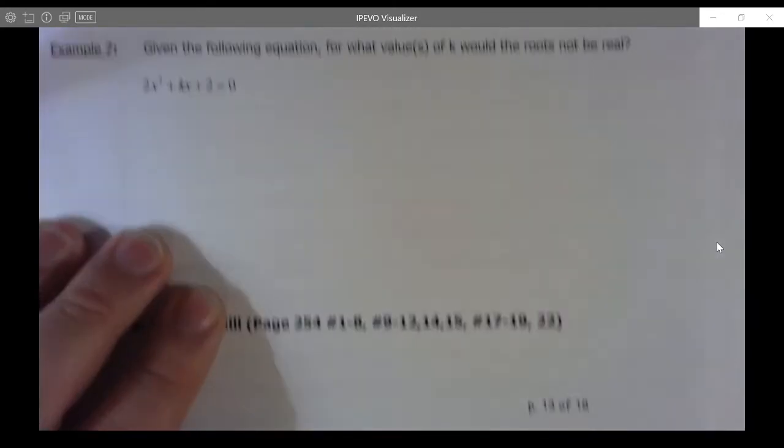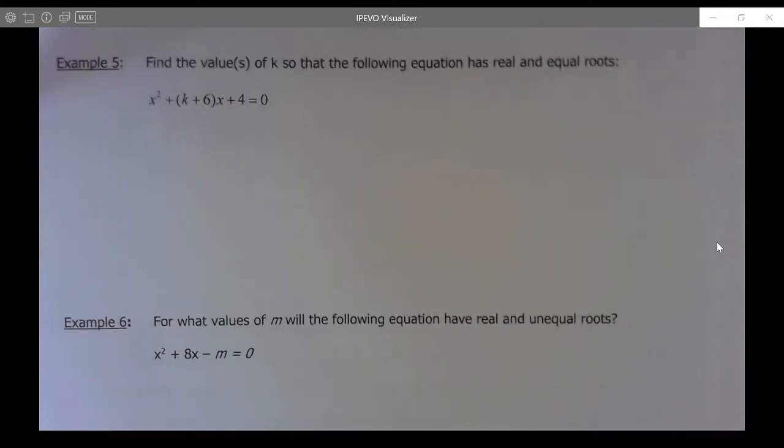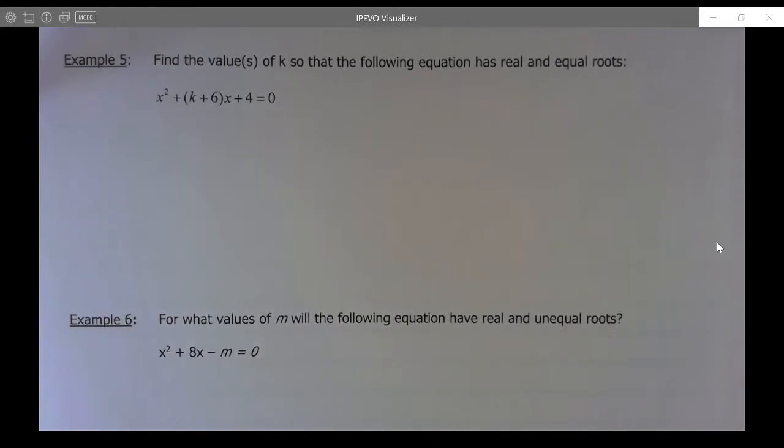Let's do some examples. These are kind of fun problems. I like these. So the first one says, for what values of k, I'm looking at example 6, we're on example 5. My bad. Got this paper on the wrong part of the screen. There we go, example 5.